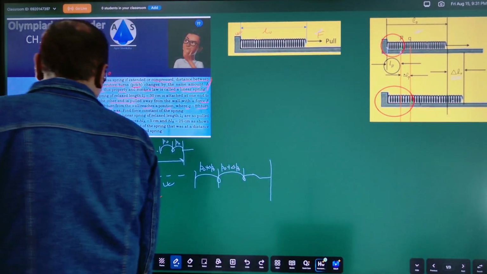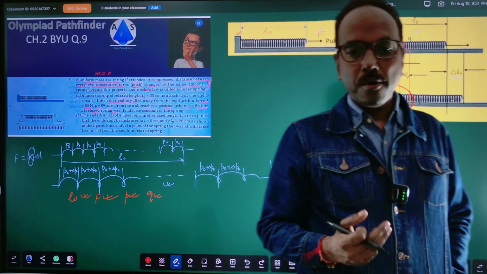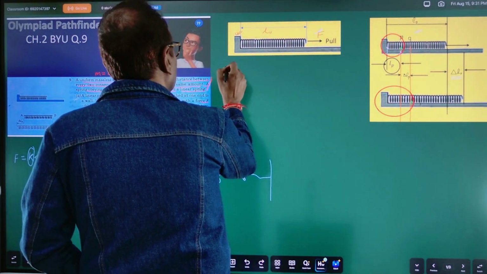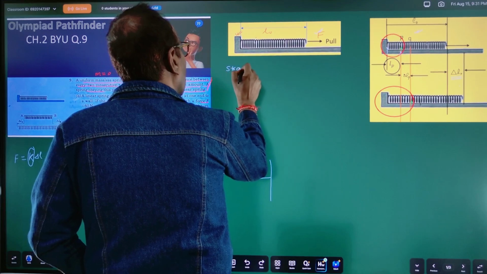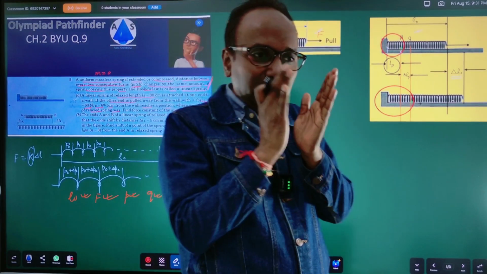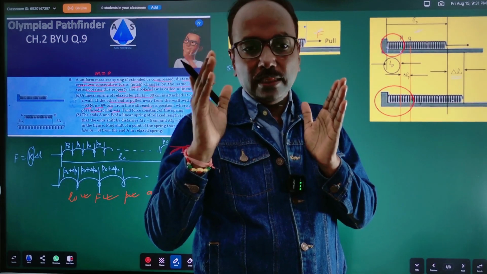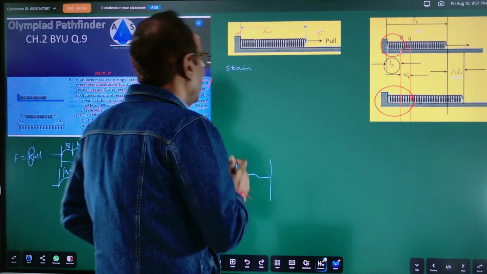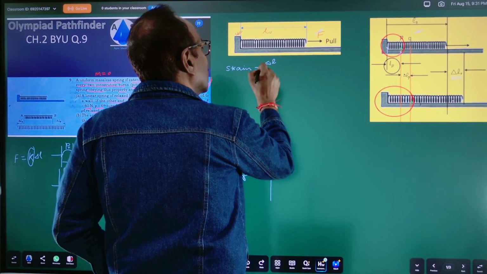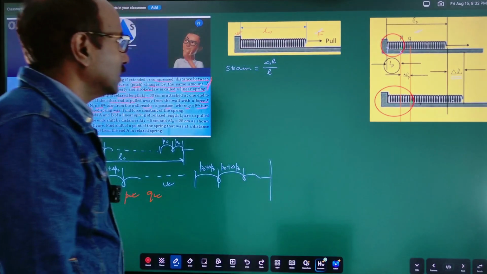So in the spring which obeys Hooke's law, the strain on any section of the spring, means any length of the spring, whether you take this length or this much length or this much length, strain will be equal. And how do we define strain? Stretch in that section of the spring divided by the original length of that section of the spring.